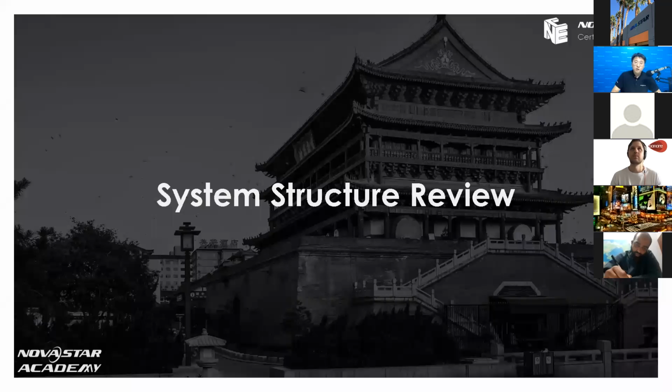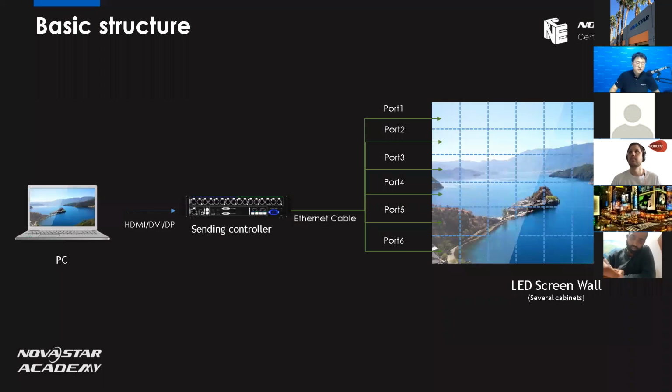Before starting, I want to review the contents of the last lessons. Our beautiful teacher, Jenny, has already explained to us the basic structure of the LED display systems, so we know how to calculate the loading capacity. Please see these pictures. This is the basic structure of an LED display system. We know that it includes at least 1 video source, 1 sending controller, and several receiving cards and cabinets. After the last lessons, we know how many pixels can be loaded by 1 Ethernet port and how many cabinets can be loaded by 1 sending card.